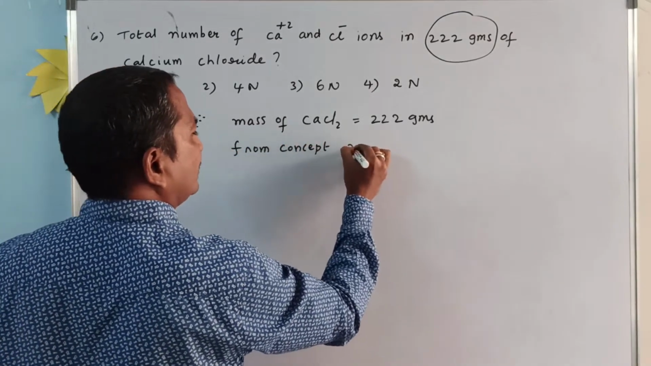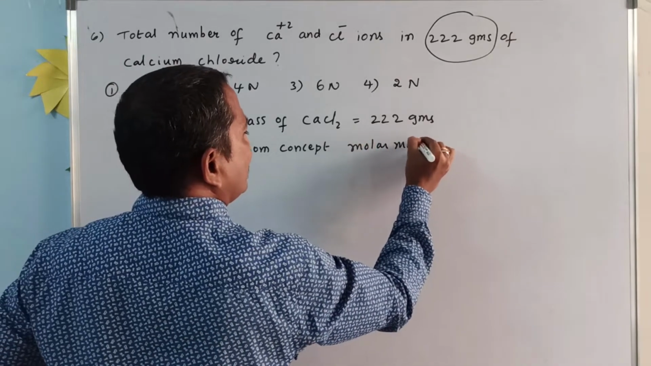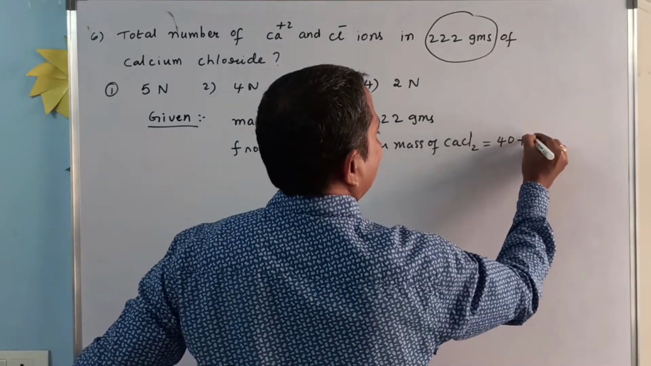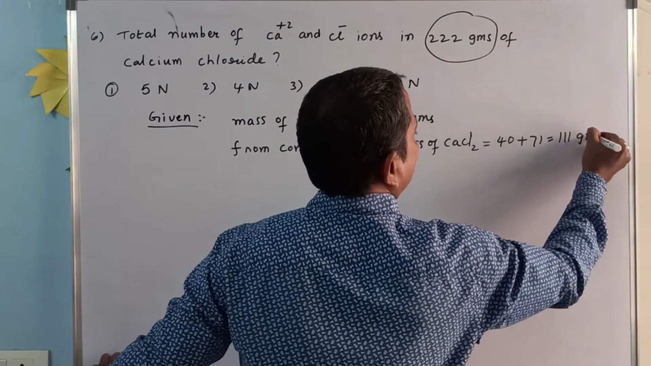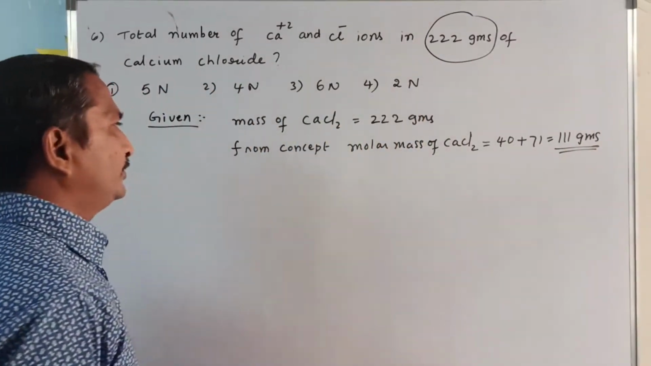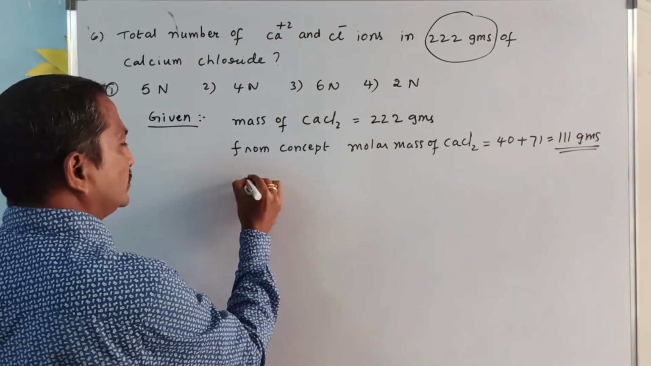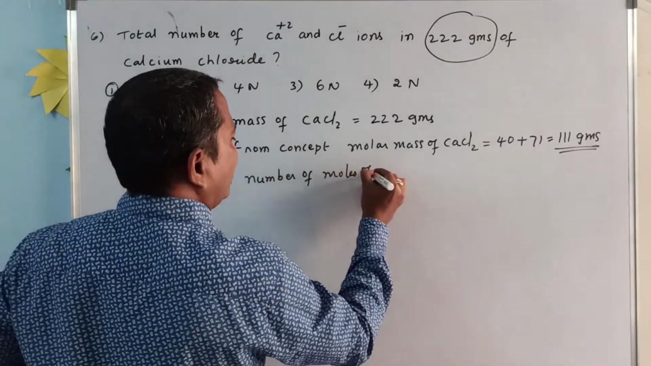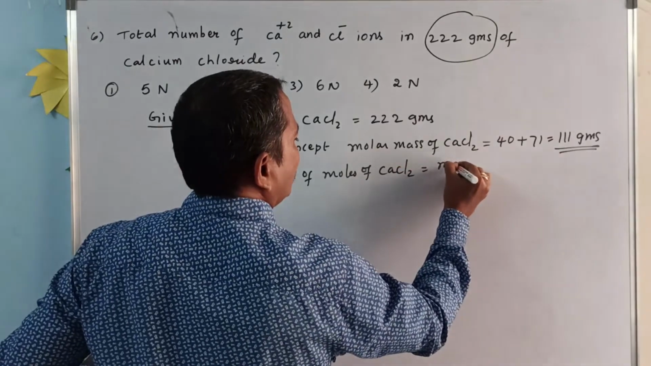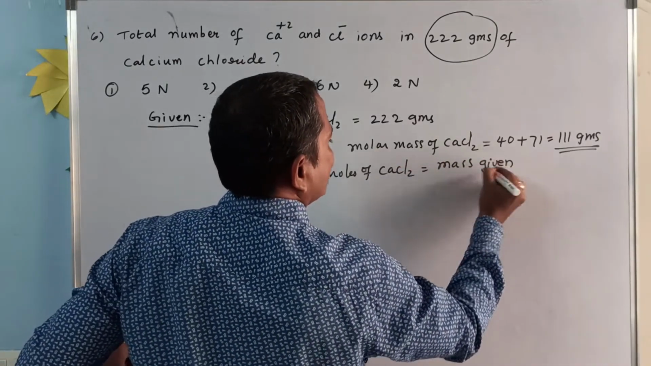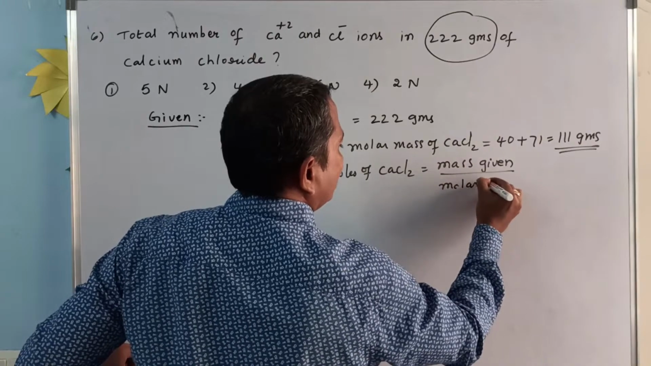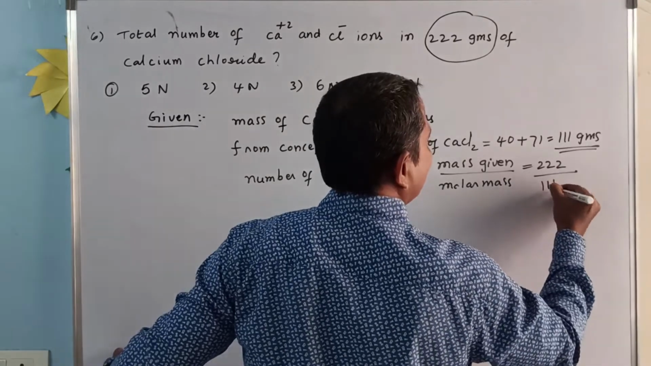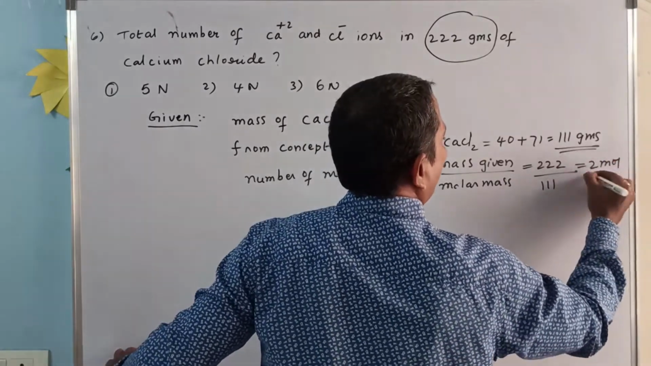Molar mass of CaCl2 is equal to calcium 40, Cl2 71, so 111 grams. Using the concept, we have to calculate the number of moles. Number of moles of CaCl2 is equal to mass given by molar mass. Clear? Mass given is 222, molar mass is 111, that is equal to 2 moles.